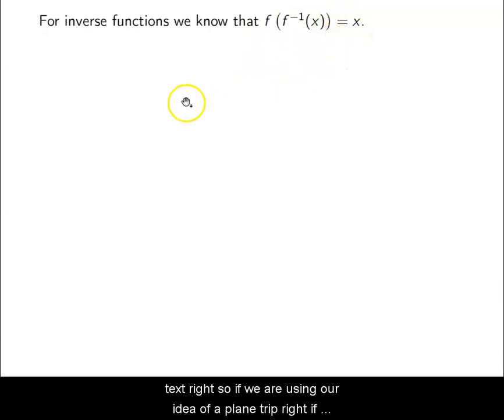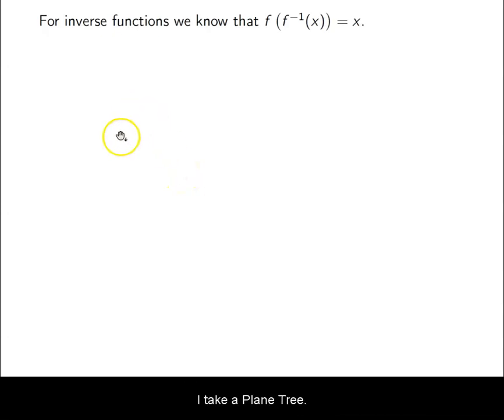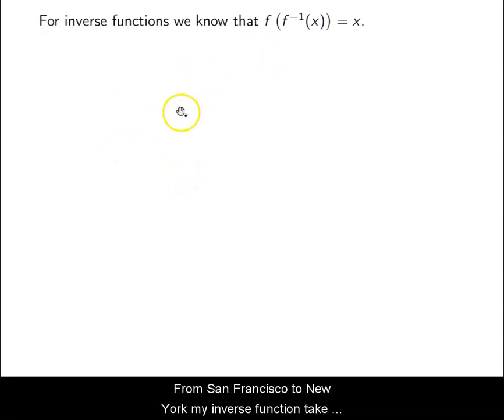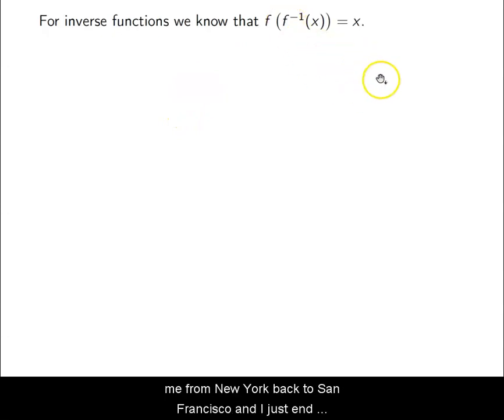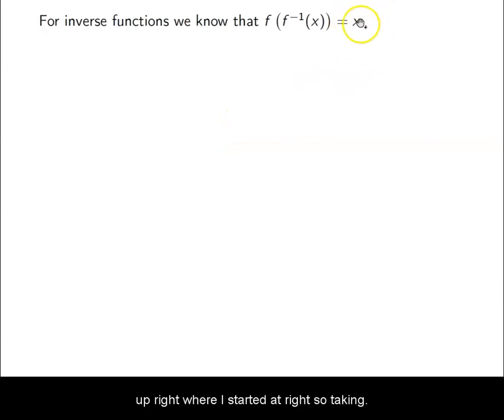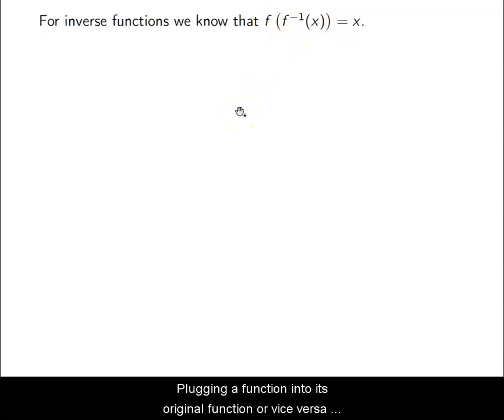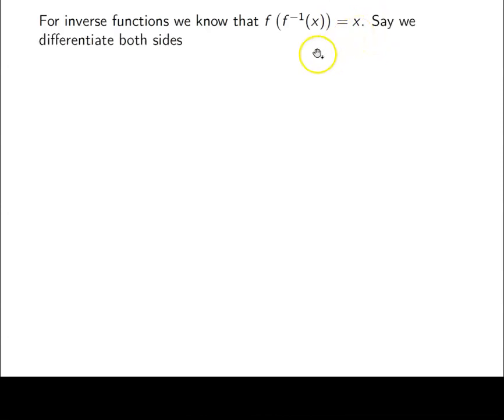So if we are using our idea of a plane trip, right? If I take a plane trip from San Francisco to New York, my inverse function takes me from New York back to San Francisco, and I just end up right where I started at, right? So plugging the inverse function into its original function or vice versa just leaves us with the input value, okay?